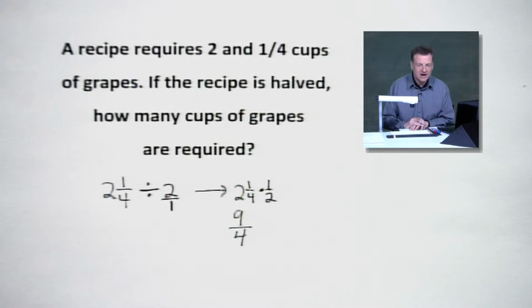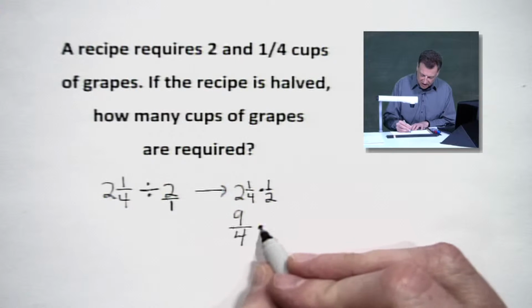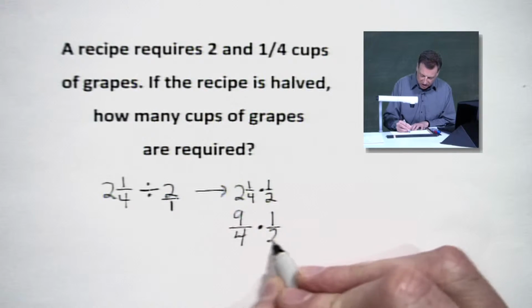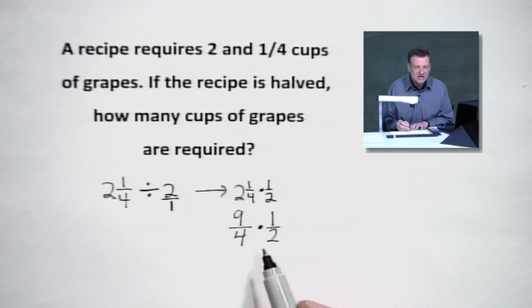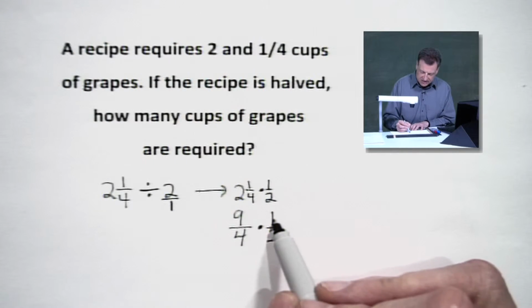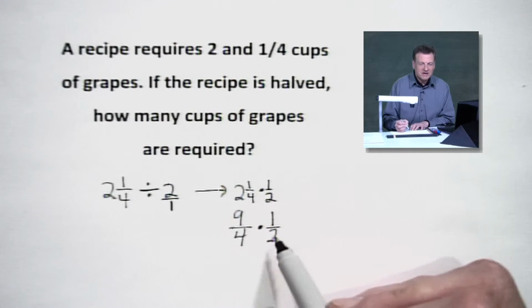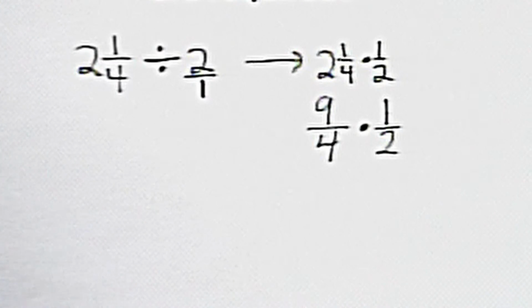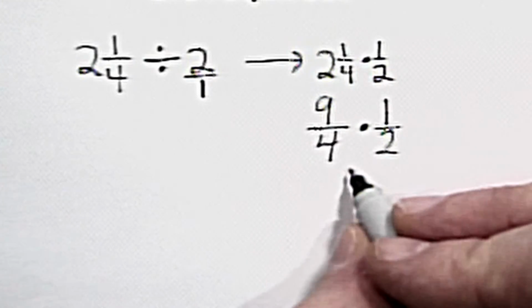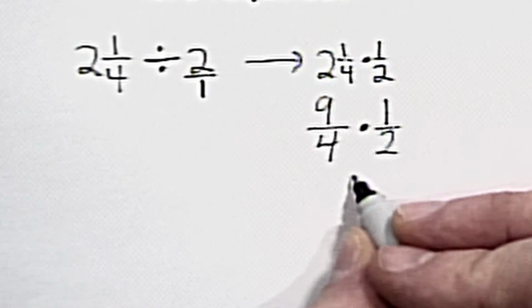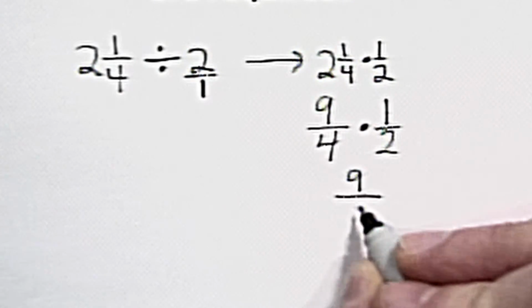Now, don't jump the gun on me here. The 1/2 comes along for the ride. I look and I hope, but I see no cancellations here. So we're going to say 9 times 1 on top, which gives me 9, and then 4 times 2, which gives me 8. So we get 9 divided by 8.